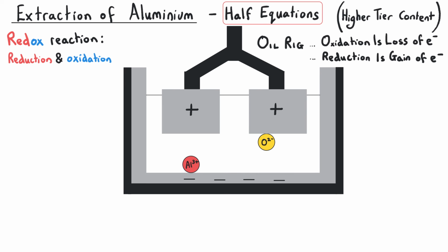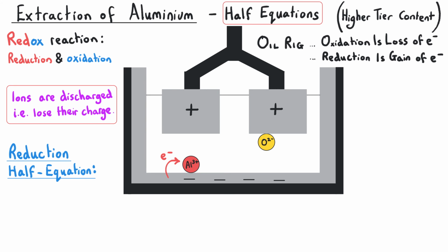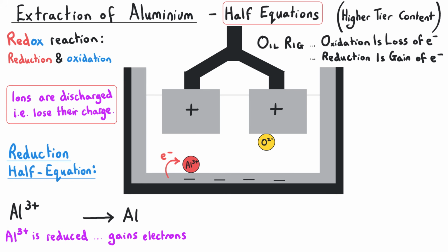Now, in the electrolysis of aluminium oxide, the aluminium ions collect at the negative electrode where they lose their charge. And so we can write what's called a reduction half equation for this process. And so the ion loses its charge. We need to remember that. And so we start with Al3+, and it turns into aluminium without any charge, and that would just be Al. And so we can tell that the positive charge of this aluminium ion is getting reduced. And that means it must be gaining electrons in order to go from 3+ to 0. And so we write electrons on the left-hand side of this half equation.